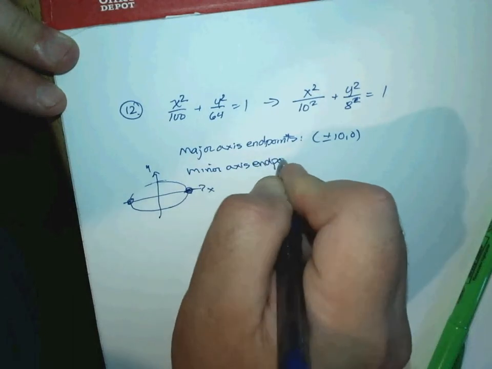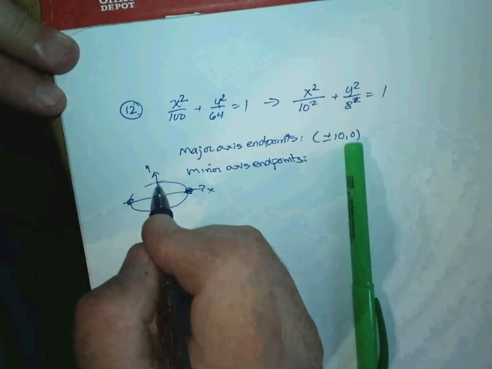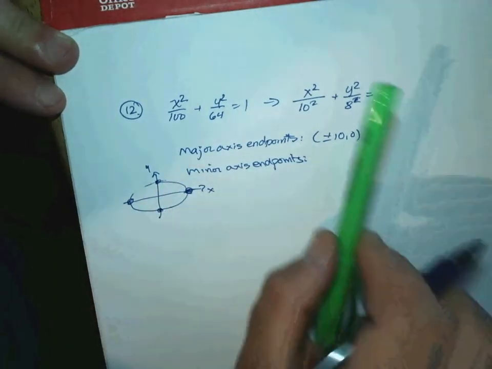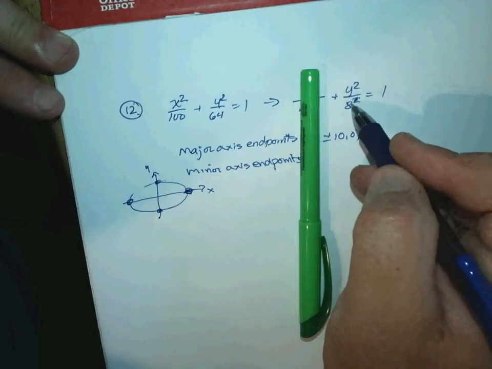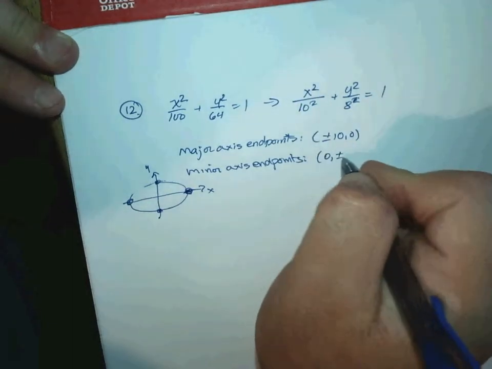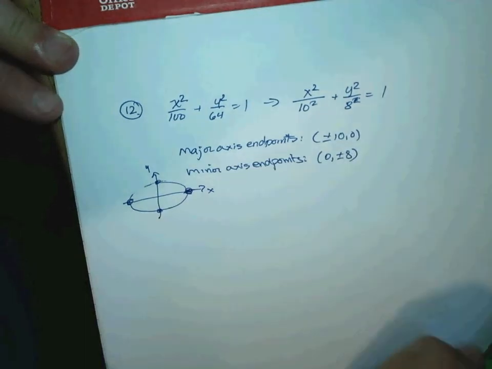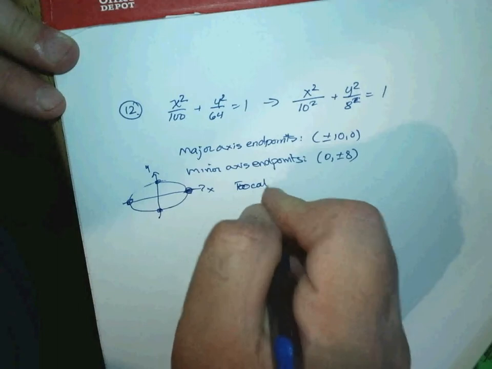The minor axis endpoints. Those are the y coordinate points. Knock out the x. y squared over 8 squared is 1. So y is either 8 or y is negative 8. Those are your minor axis endpoints.